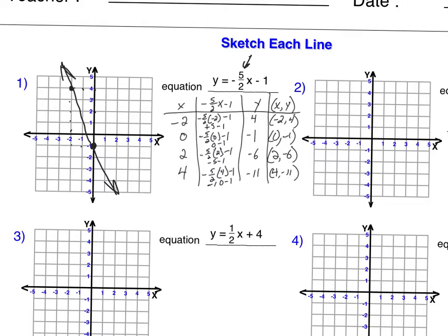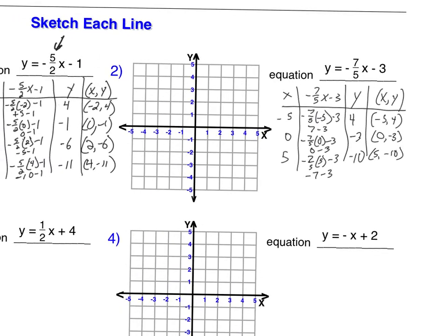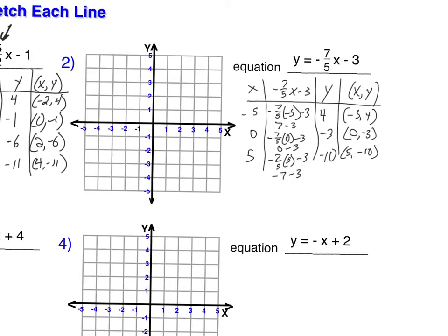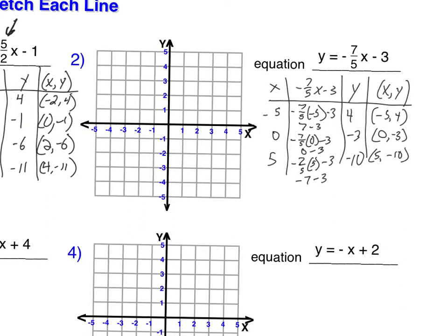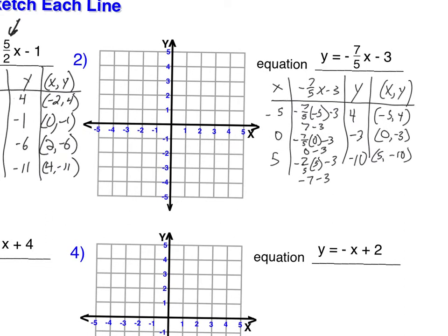We are establishing first what our x and y coordinates are, and then we are plotting those on the graph. The next one, I've got the table of values already established. Plug in -5, I get +4 as the y value. Plug in 0, I get -3 as the y value, and plug in 5, I get -10. Again, I cannot plot 5, -10 on this graph. So the only 2 I'm going to plot are the first and second ones.